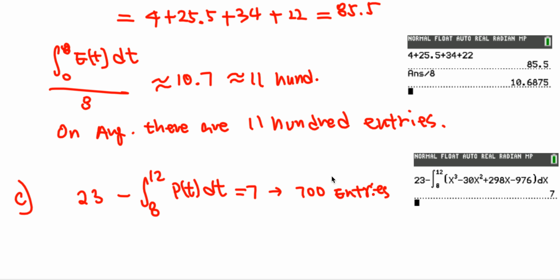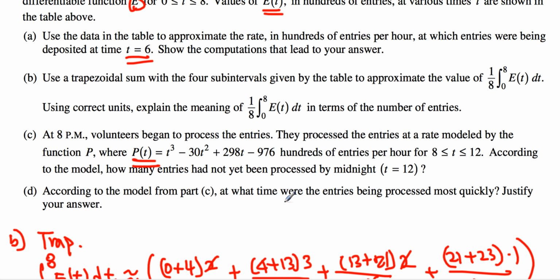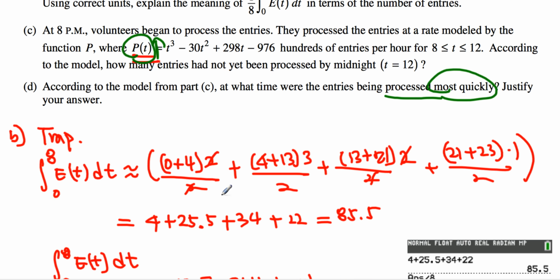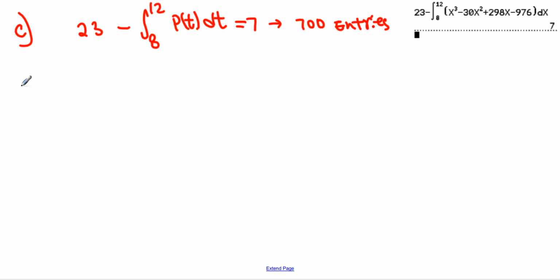Now let's look at part D. According to the model from part C here, at what time are the entries being processed most quickly? Basically, processed most quickly means the rate was the highest. We can do this several different ways. We can take the derivative and set it equal to 0, or we can sketch and see where the highest point might be.